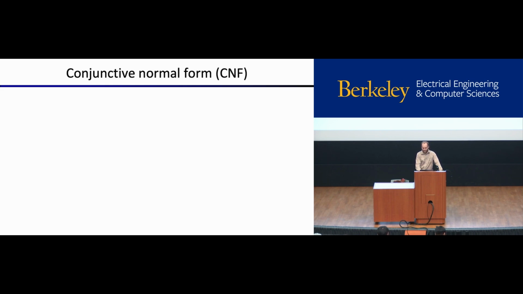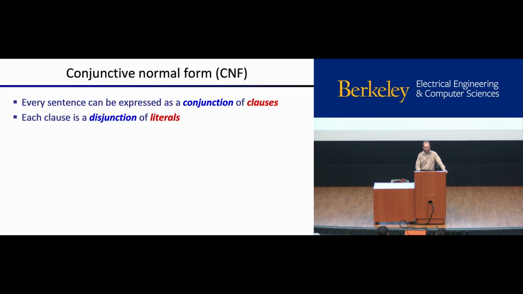Conjunctive normal form is as follows. A sentence is in conjunctive normal form if it is a conjunction of clauses. Conjunction means lots of ands. What's a clause? A clause is a disjunction of literals. Disjunction means lots of ors. What's a literal? A literal is either a symbol or a negated symbol.